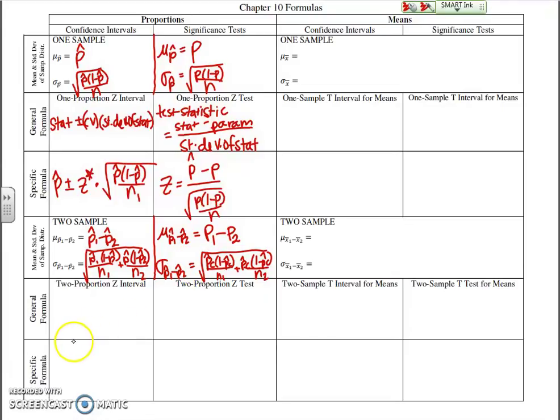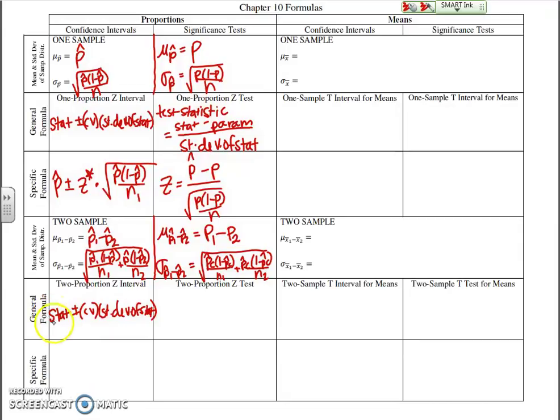When we get to the two proportion z interval, again, we have a general formula. It's statistic plus or minus the critical value times the standard deviation of the statistic. It's always the formula in an interval. Then I'm going to come down here and do the specific version.